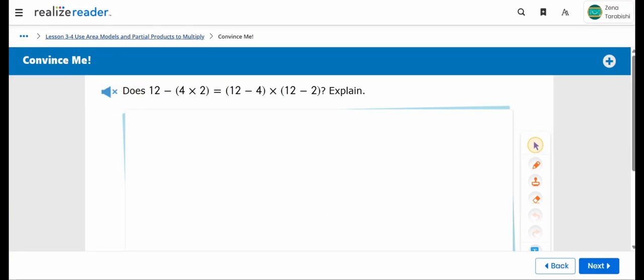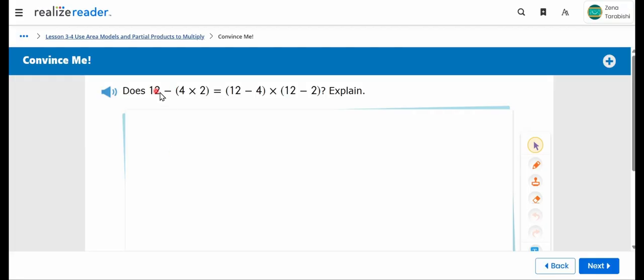Does 12 minus the quantity 4 times 2 equal the quantity 12 minus 4 times the quantity 12 minus 2? Explain. This is on the convince me part on the bottom of page 94. So make sure that if you're completing this part, you answer it neatly.